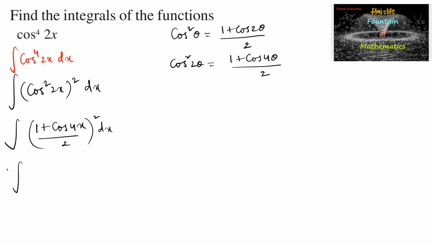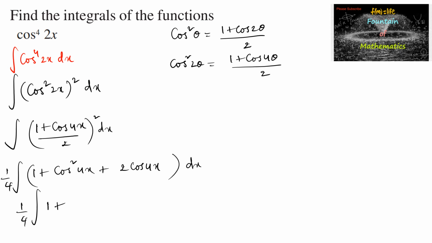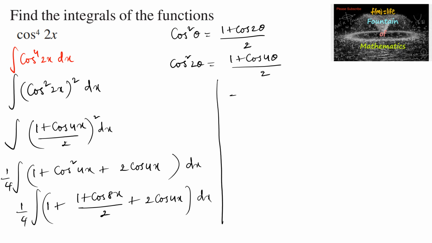On expanding, we can write 1/4 times (1 + cos^2 4x + 2 cos 4x) dx. On simplifying, we can write 1/4 integration of (1, and again cos^2 4x we can write (1 + cos 2 times 4, that is 8x) divided by 2, plus 2 cos 4x) dx, which is equal to 1/4 times integration of (1 + 1/2 + 1/2 cos 8x + 2 cos 4x) dx.